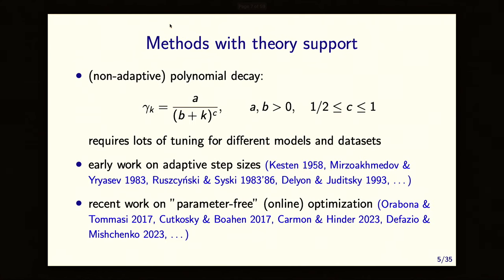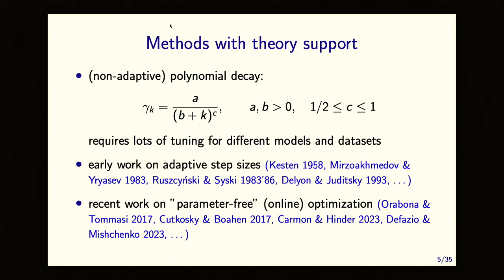But of course, there are more principled methods that have theory support. For example, the classical one with polynomial decays, where you can tune the parameters A, B, C. But usually that involves lots of tuning: for each data set or model you want to retune the A, B, C, or find some other way to do it. We call this a non-adaptive method, basically, it doesn't change depending on what data you have.